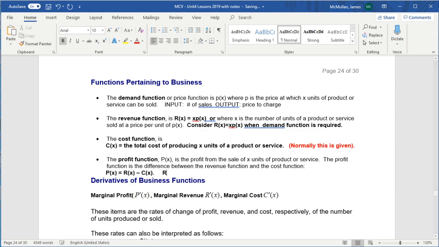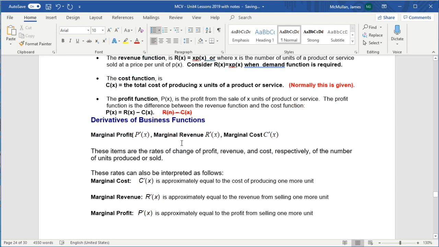And here's where you realize that if you try to do this with the R of n way, you are going to run into trouble because you are going to be subtracting two equations with two different variables, and as you know from optimizing, you can't do that. You need everything to be in one variable or it doesn't work. So do not use R of n. Now, the derivative of each of these things also has a meaning, and the name of each of them is called marginal. So marginal profit is P prime, marginal revenue is R prime, marginal cost is C prime.